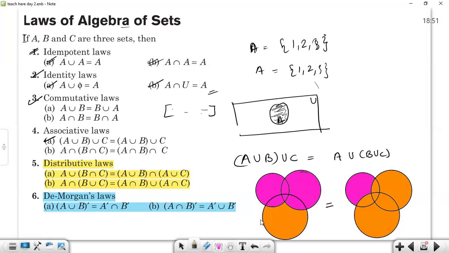Let's focus on this: B intersection C. This is B, this is C. What is the intersection of B and C? Then the intersection with set A. What is the common part here? Is this. So this is our common answer.